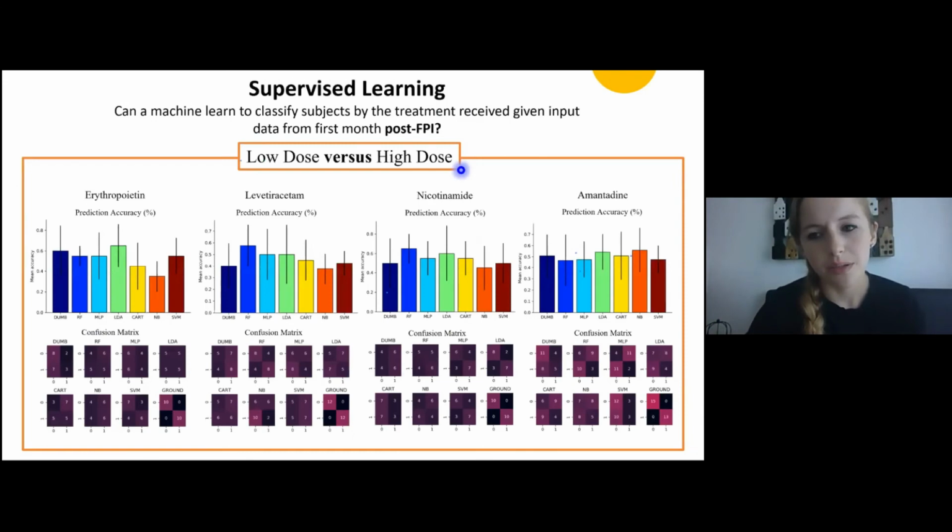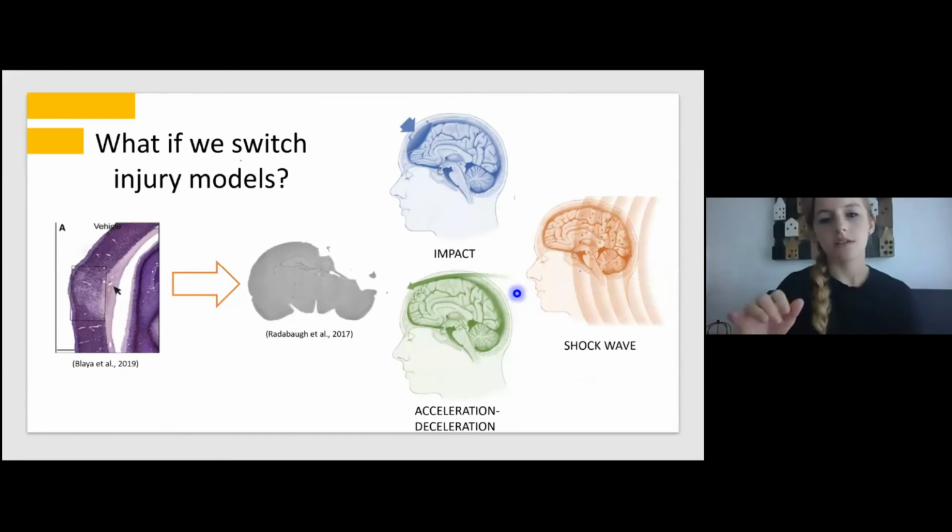And we were also surprised to see that the machine had great difficulty in distinguishing between doses of the same treatment. However, this may be less related to dose response and more related to the fact that OBTT, that original study, chose the doses by reported success in the literature and not by including a full range of efficacy or toxicity. So then we asked the question of what happens if we switch injury models?